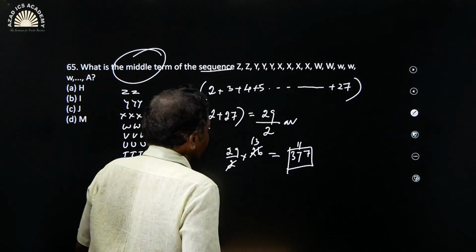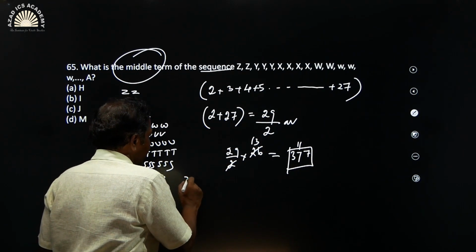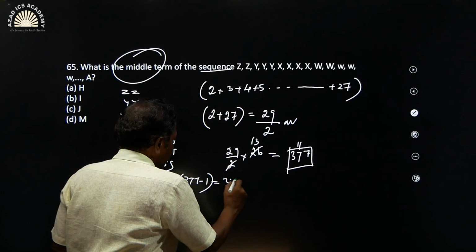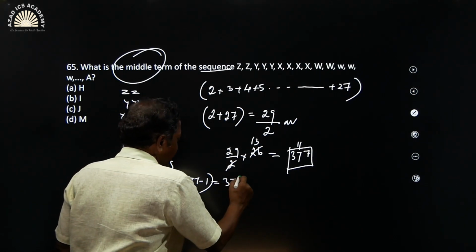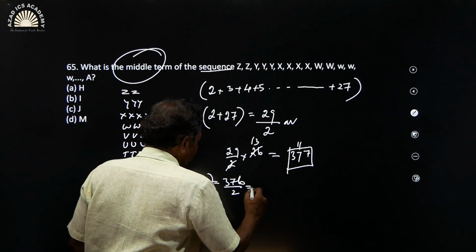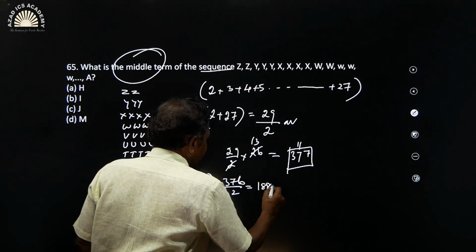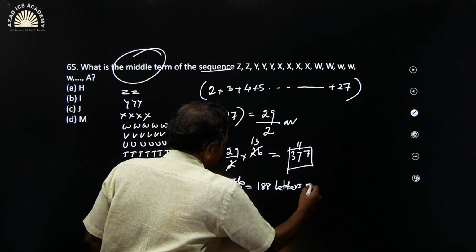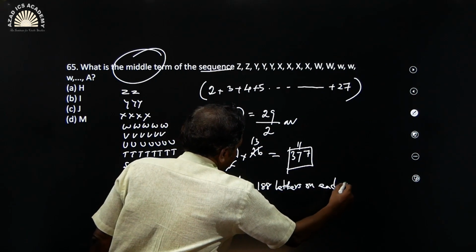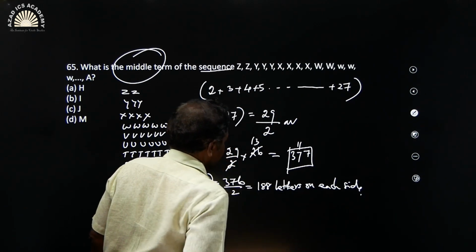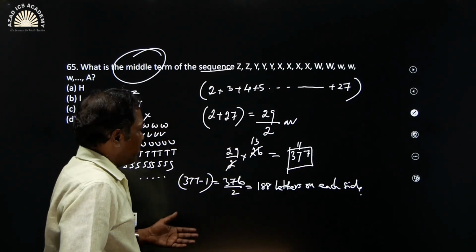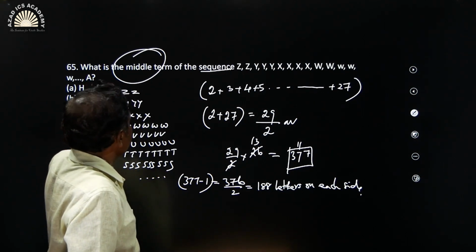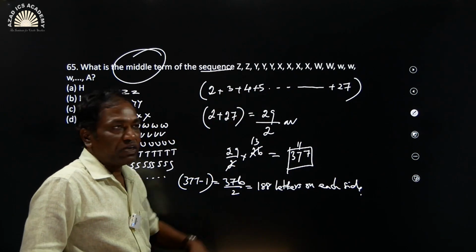What is the middle letter we want to know? 377 minus 1 for the middle letter, we will have 376 letters. That 376 can be divisible by 2. We will have 188 letters on each side. See, from the left it is 188, from the right it is 188 letters. But from the left it is in reverse order. It takes a lot of time to arrive at the answer.